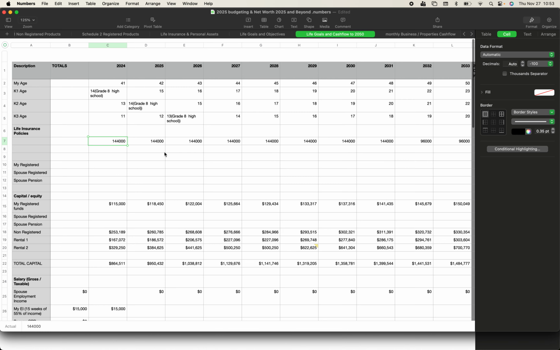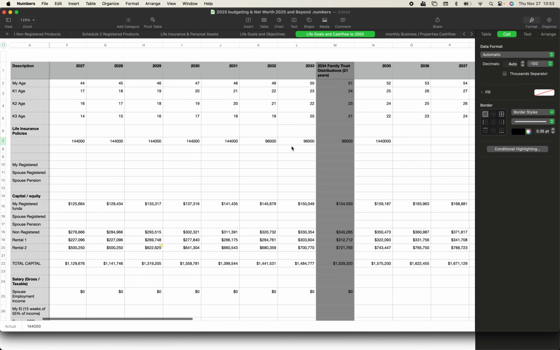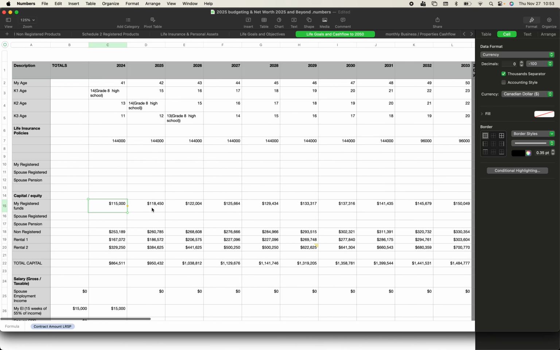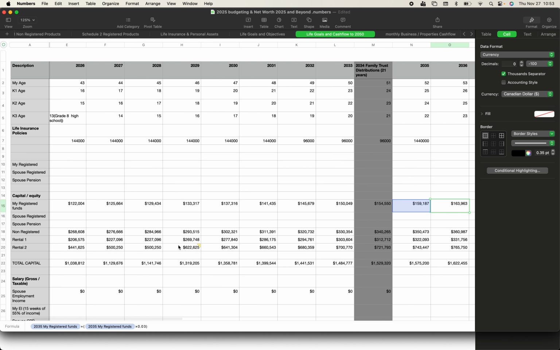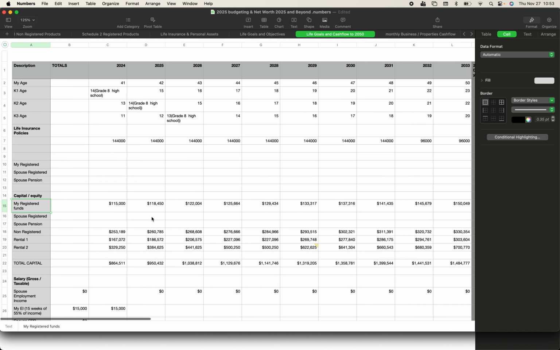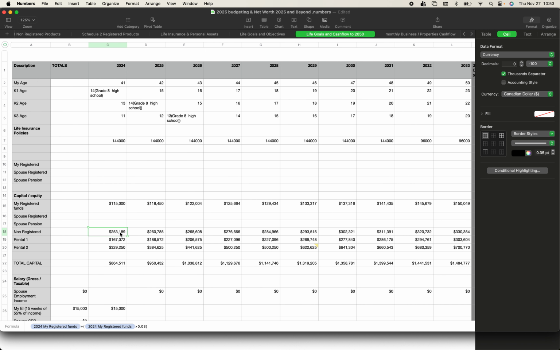This is just information about the life insurance policies, which in theory will never pay out, so that shouldn't really factor into anything. And then you put in your registered funds and how much you expect them to grow. I think I picked 3% a year. So you're not going to be touching this money. It's going to be invested and it's going to be growing. You might do a lot better if you invest in something else that's better than 3% a year.